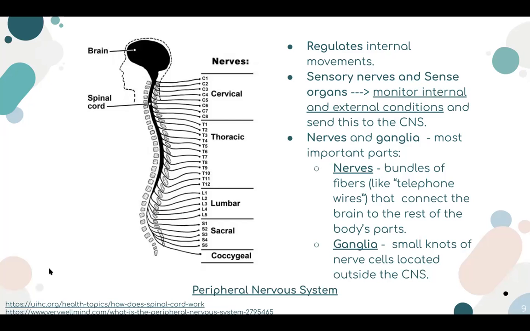So nerves are basically like telephone wires. They're like bundles of fibers that connect the brain to the rest of the body's parts and allow the brain and the rest of your body parts to communicate with each other, basically allowing you to live a healthy, sustainable life, as well as just allowing you to move and conduct very fundamental body functions as well. Your ganglia are small knots of these nerve cells, like I described earlier, located outside the CNS, and really are sort of like middlemen, allowing the CNS to communicate with the PNS.